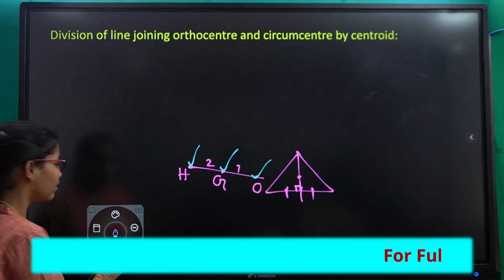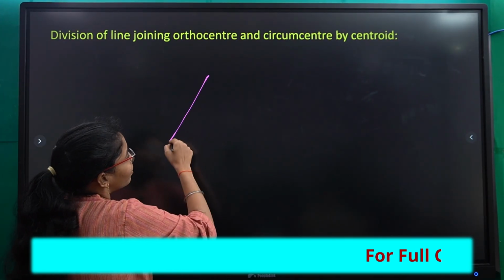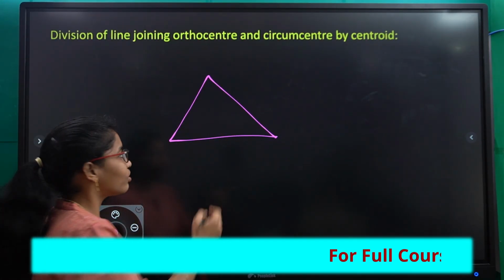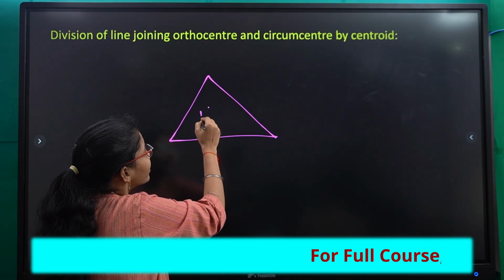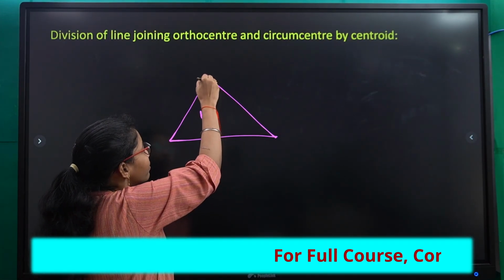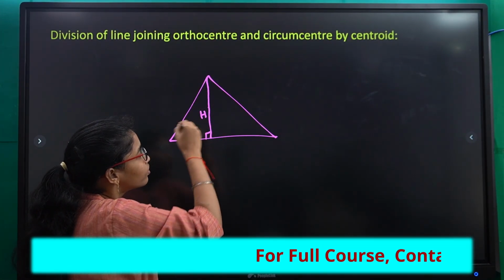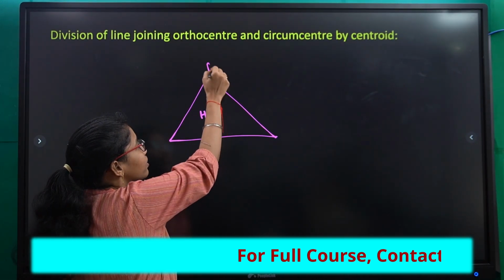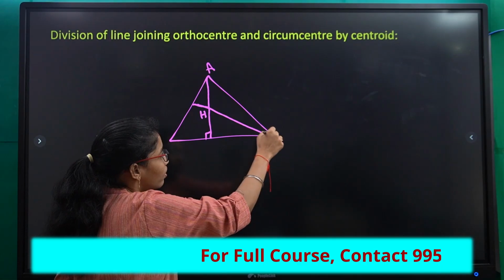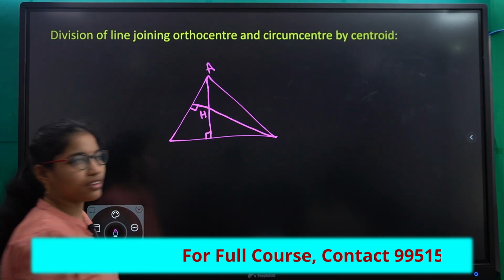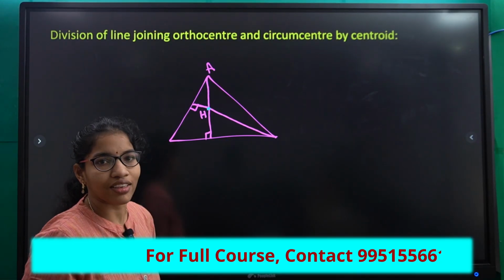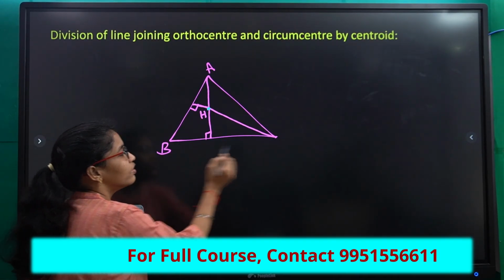Clear? Yes. So here I have taken one triangle. So now first I have taken the orthocenter. So here it is orthocenter. So for the orthocenter you have to take the altitudes. So this is one altitude I have taken. So this is A. This is one more altitude, right? So this point of concurrence is nothing but the orthocenter, right?